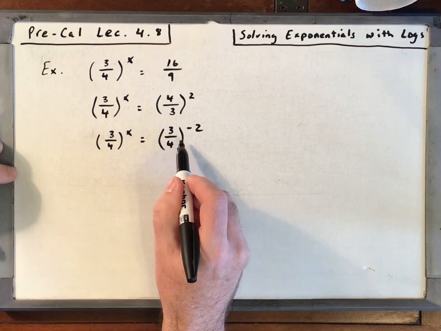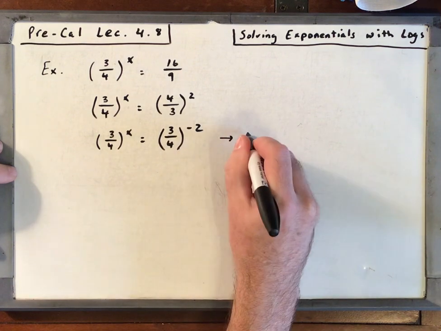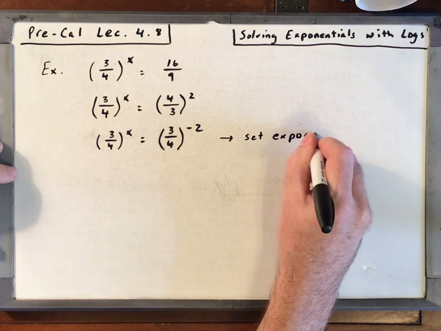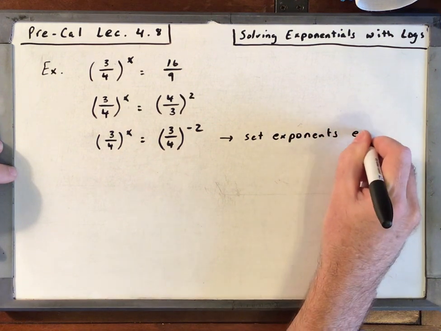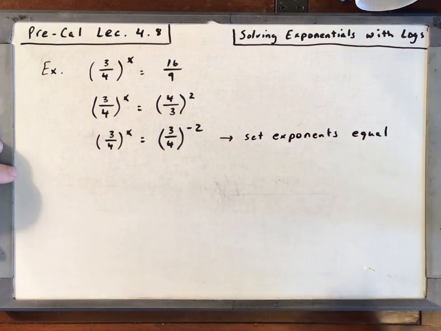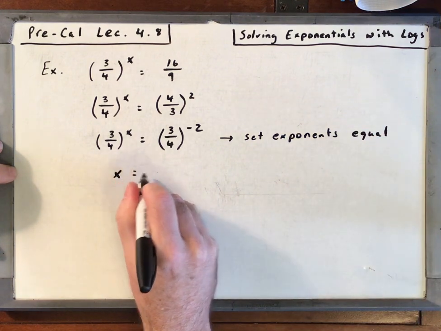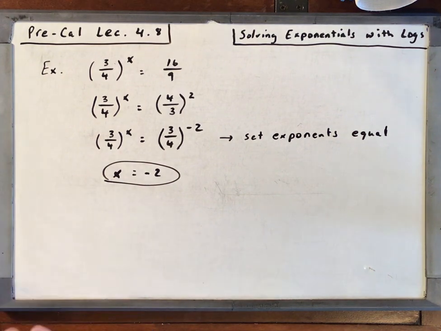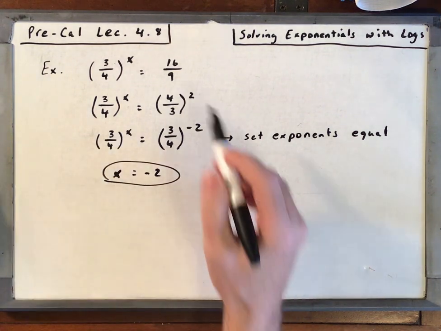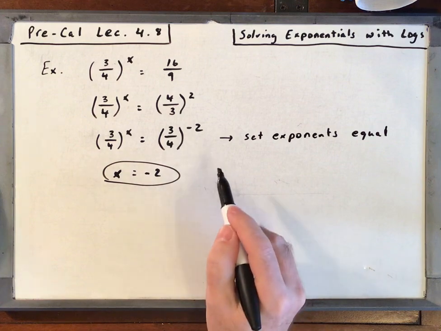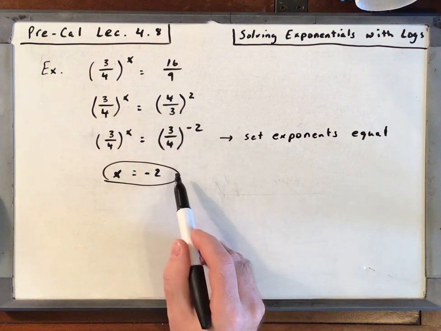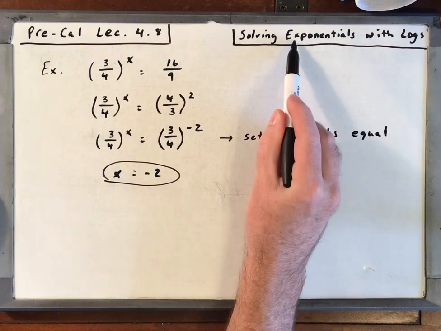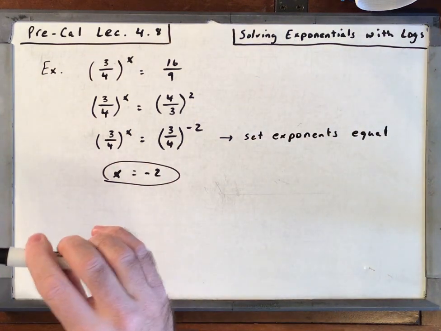Now our bases are the same, and we can set exponents equal. So I can just say x is equal to -2, and I don't have to do anything else. We're good to go. So that's the way we used to do it, but that's a really hard way to do it. We're not going to do it that way anymore. We're just going to use the properties of logs to solve exponential equations.